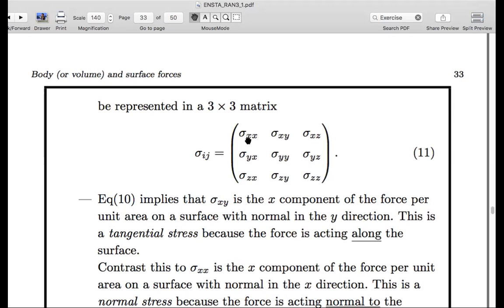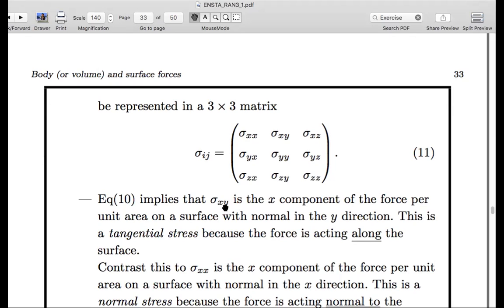Of course, it didn't have to be x, y to be along that surface. If the surface has the normal in the y direction, the sigma, what else would be tangential to that? Can you give me the other one that's tangential?